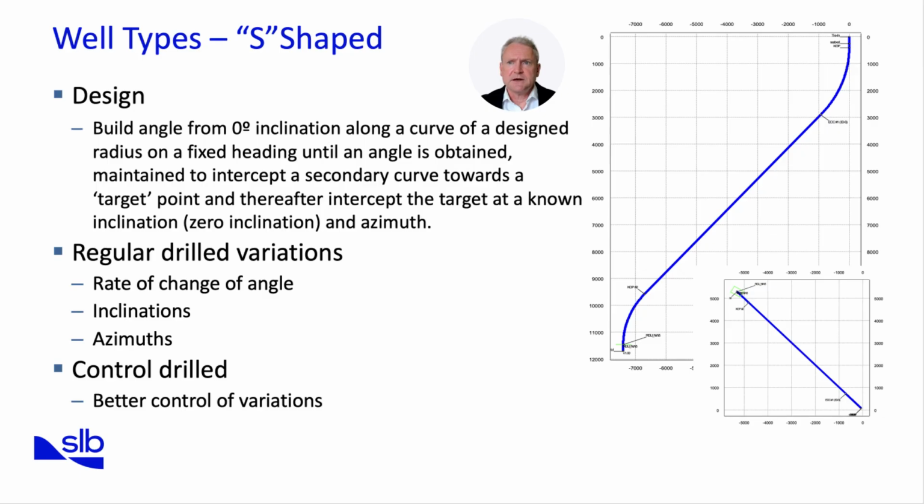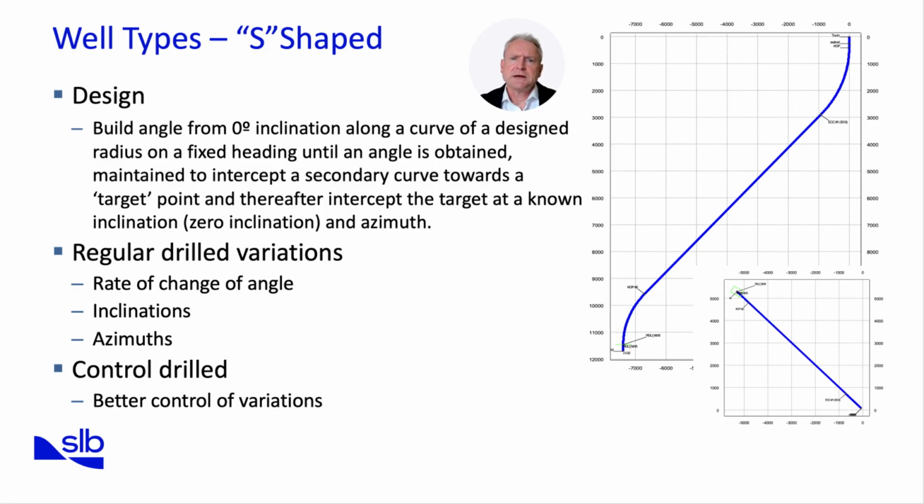The S-shaped profile includes both a build and a drop section, giving it its distinctive S-curve. It is chosen when specific conditions require more complex trajectory control. S-wells are commonly preferred for gas wells because they can improve zonal isolation during cementing. By approaching the reservoir at a lower inclination, cement can be placed more effectively around casing, reducing the risk of gas migration. The drop section, however, is the most challenging part.